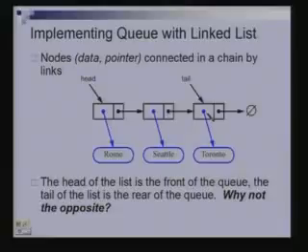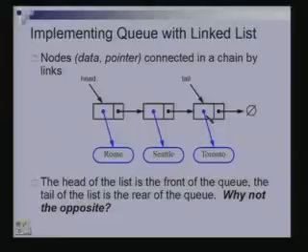Can someone tell me why the tail of the list cannot be the front of the queue? Why can't I have my queue in which the first element is this, the second element is this, and the third element is this? Adding an element would be adding at that side, at the loose end. Remove. Exactly. So, the problem is with removing.